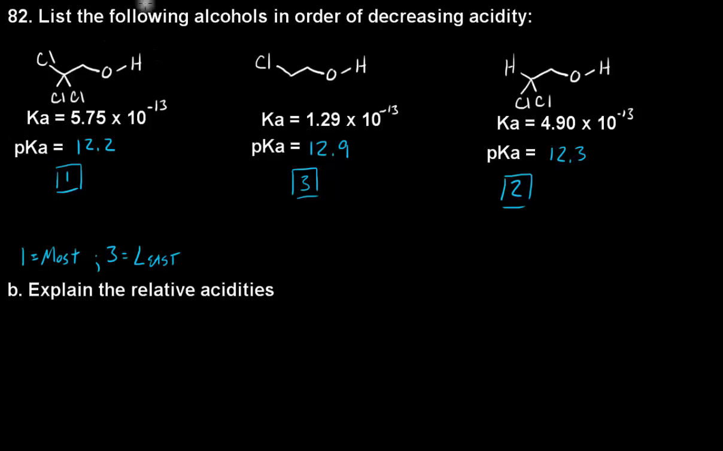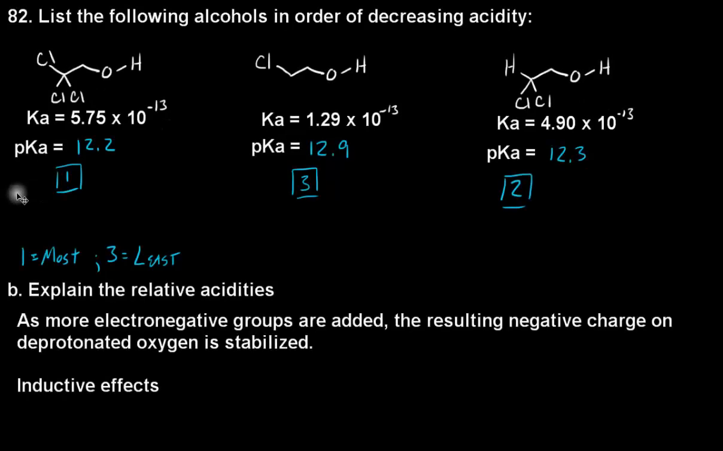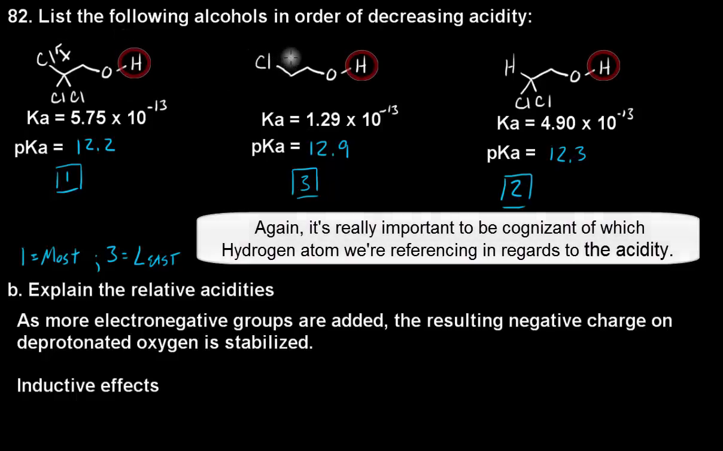And if I had to write down an answer, I would say that the easiest way to explain this is that as the electronegative groups are added, any resulting negative charge on the deprotonated oxygen is going to be stabilized to a higher degree. And again, this is simply via inductive effects. There is no resonance going on here whatsoever. This is only via electron withdrawing or inductive effects from the chlorine. So that's how you would notate these inductive effects.